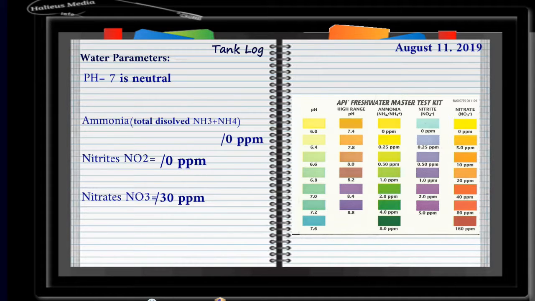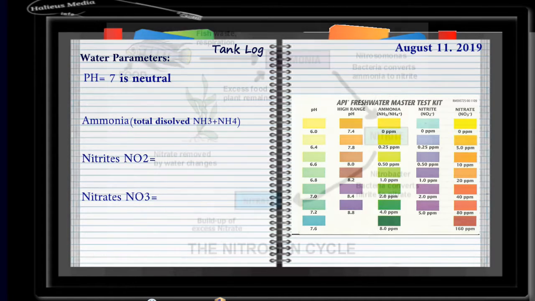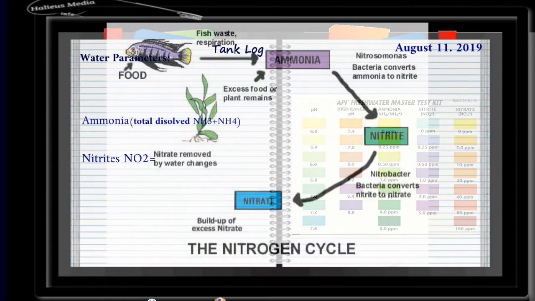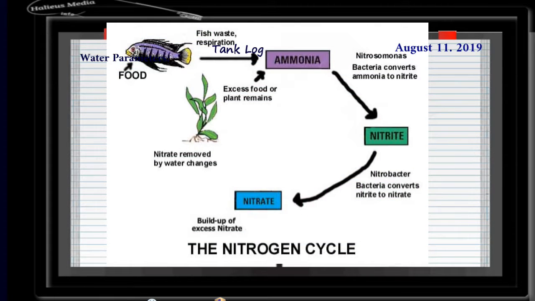So ideally, your ammonia, both NH3 and NH4, should read up in the third column, the middle column, and it should read 0 parts per million. The nitrites, the next one on the right, the NO2, should read 0 parts per million. And the last column, the nitrates, should read less than 50 parts per million. I like to keep mine less than 30 parts per million because I have a very small tank.